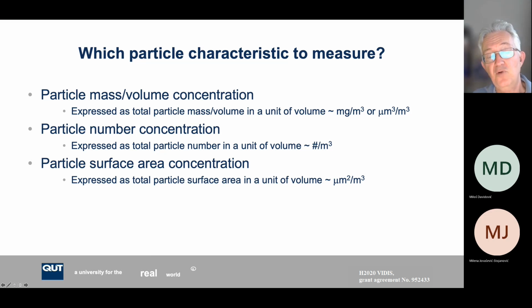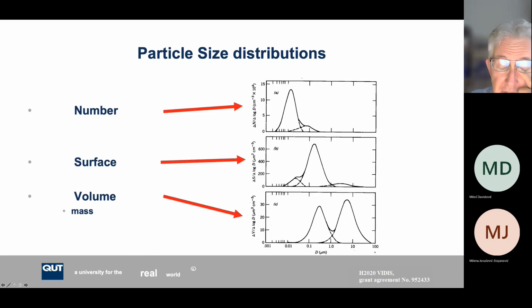So why is this important, and what to measure and when? A good illustration is if we plot the dependence of these properties, number, surface, or volume (i.e. mass) of the particles, versus their size. We look at the typical size distribution of atmospheric particles. This is the size in micrometers. This is 100 nanometers or 0.1 micron. This is 1 micron, and down here is 10 nanometers, or 1 nanometer, sorry, or 0.001 microns.